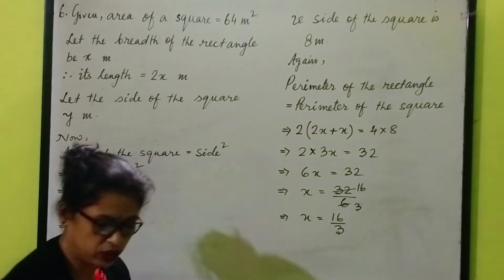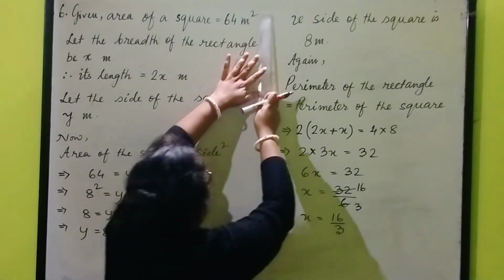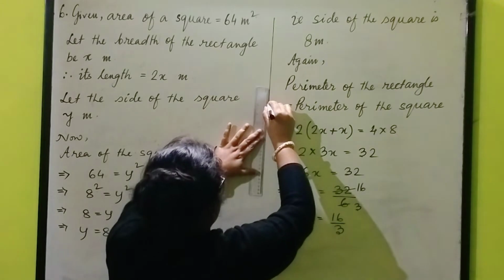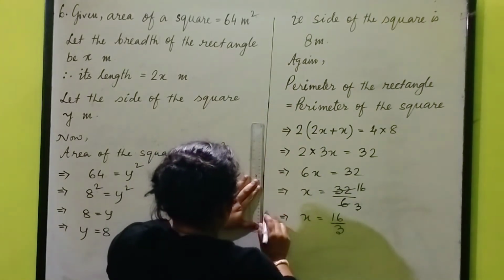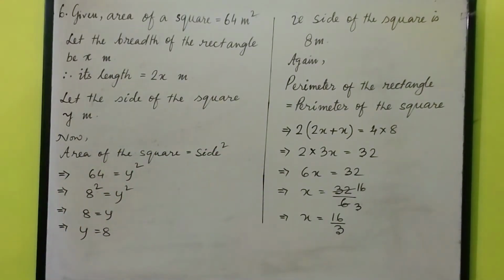This is the second part of the solution, my dear students. Okay, let me draw a line here, otherwise you will get confused. This is the second part of the solution. Clear? So that is, the side of the square is 8 meter.